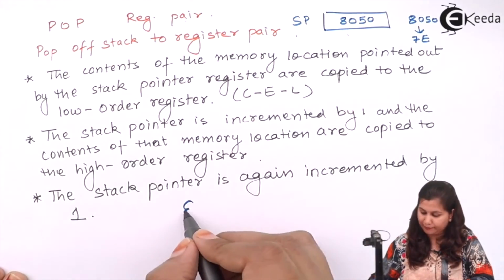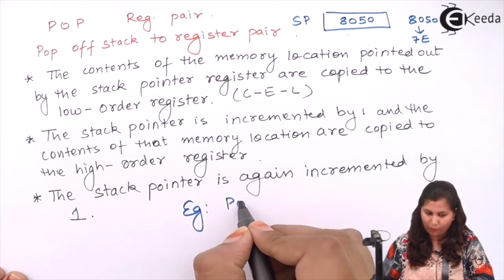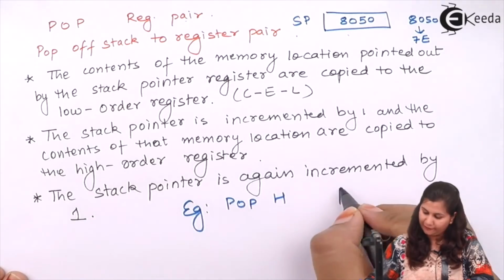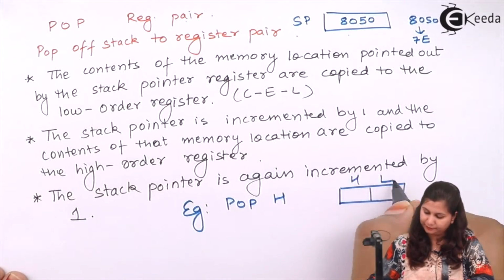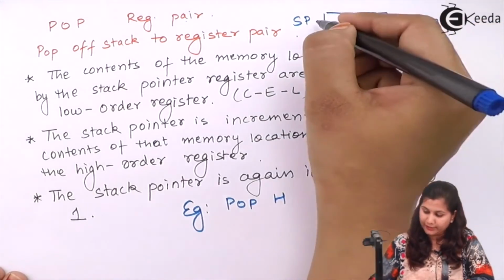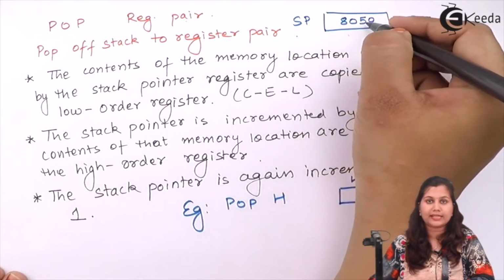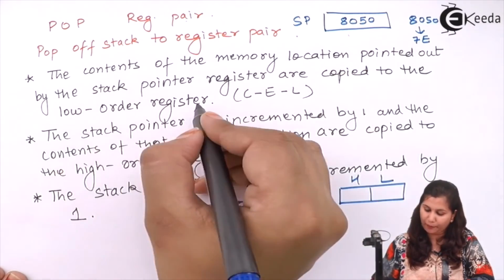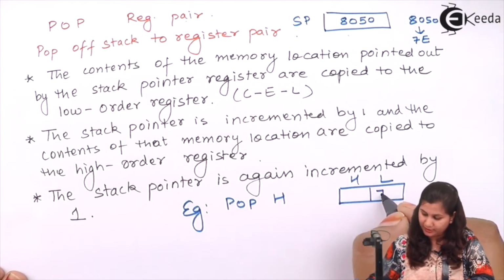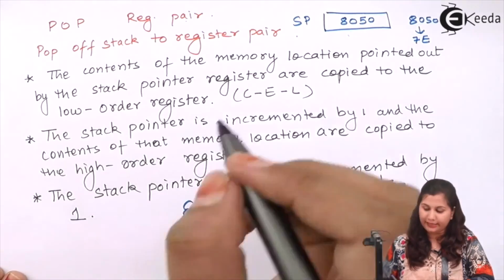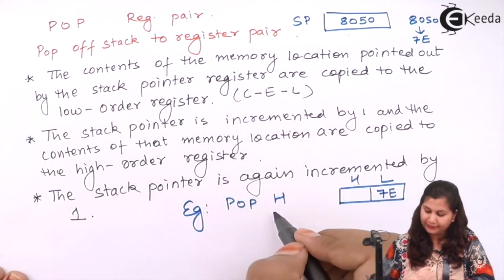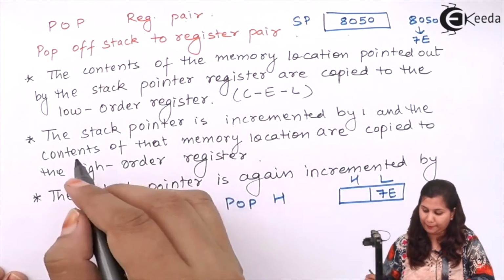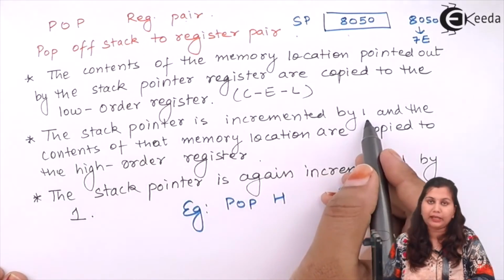Suppose we take an example that we have POP H. So we have the register pair HL. This stack pointer has the address 8050 and it is storing 7E. So 7E will be copied to the lower order register, L. If we have B here and D here, then this content will be copied into C and E. Then the stack pointer is incremented by 1.